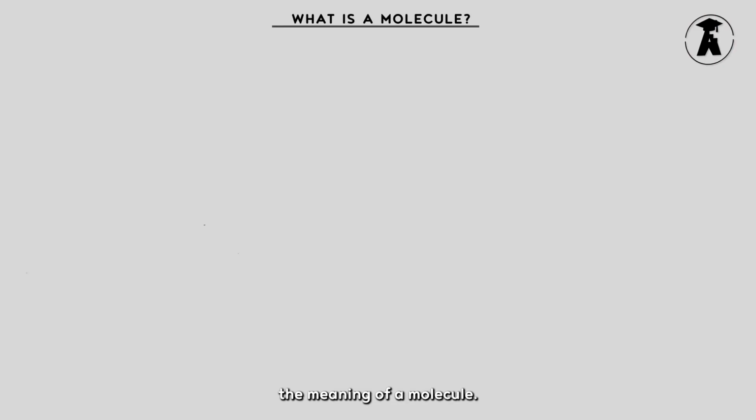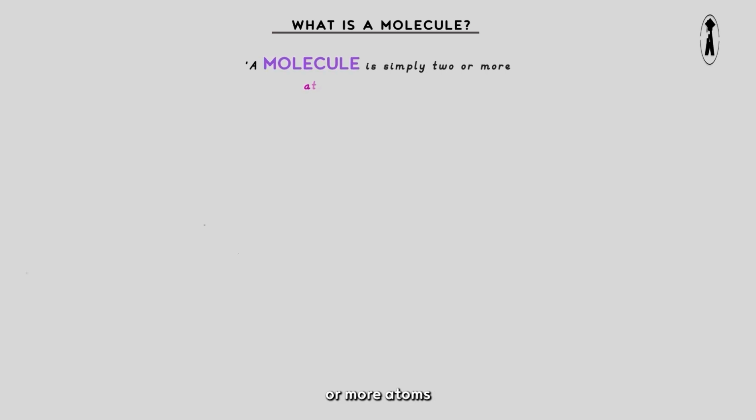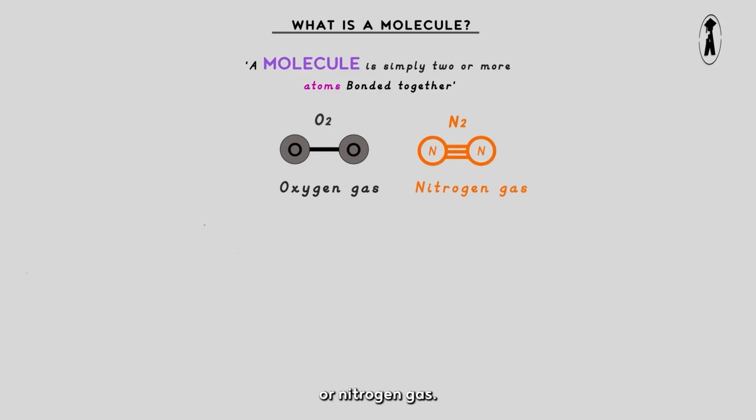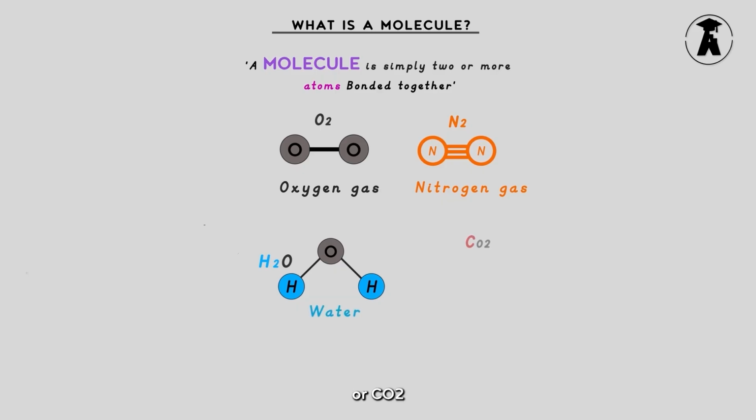Let us now explore the meaning of a molecule. A molecule is simply two or more atoms bonded together. These atoms can be the same element, like oxygen gas or nitrogen gas, or different elements, like H2O, which is water, or CO2, known as carbon dioxide.